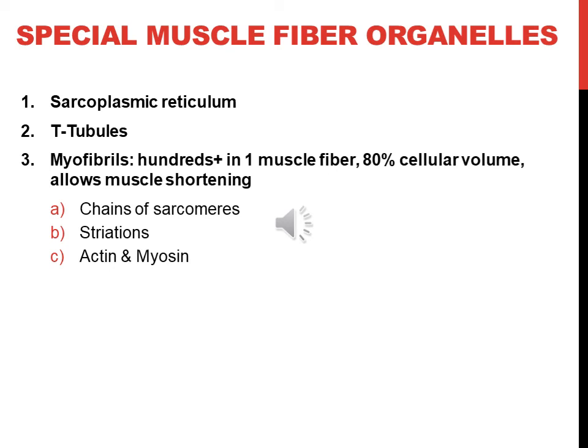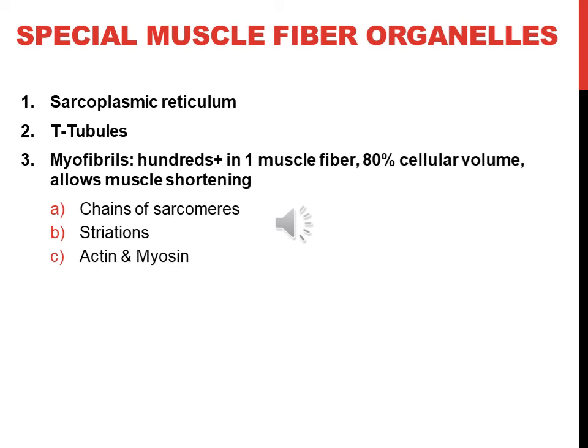And then the big one, which are myofibrils. They run the entire length of the fiber. There could be hundreds or more in one muscle fiber, and it makes up 80% of the cellular volume. And this is where we get the ability for the muscle to shorten. So we are made up here of chains of sarcomeres linked end to end with smaller myofilaments. The myofilaments are a protein.